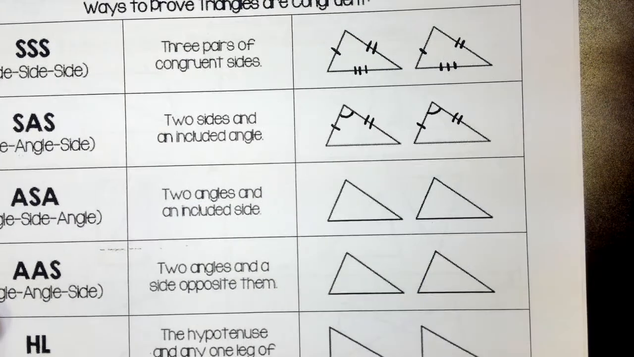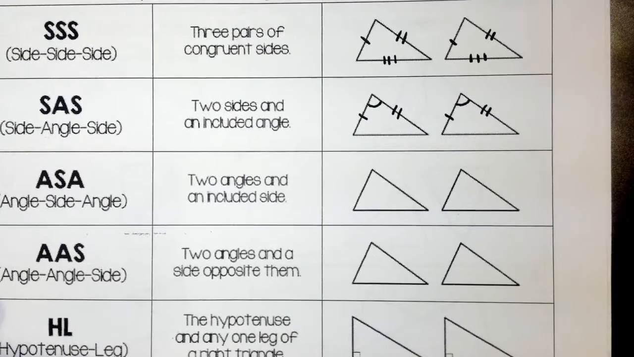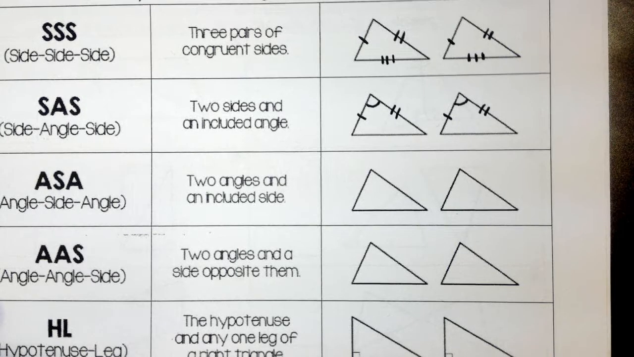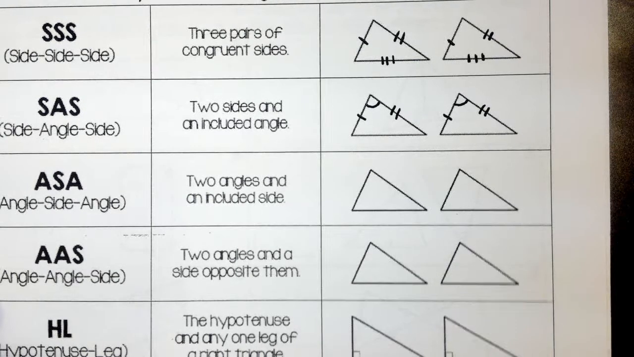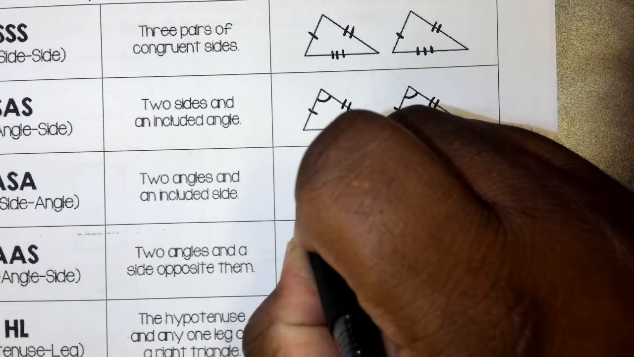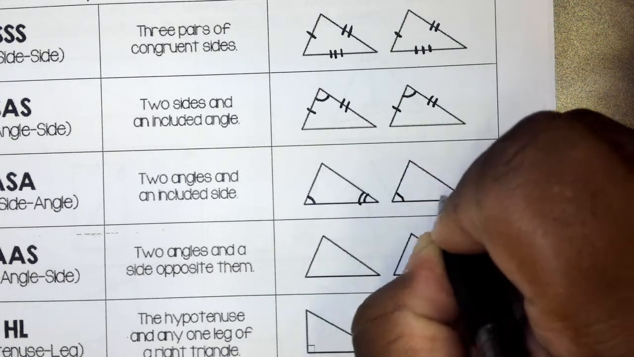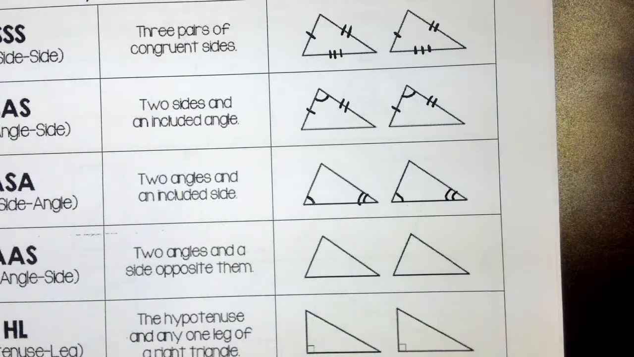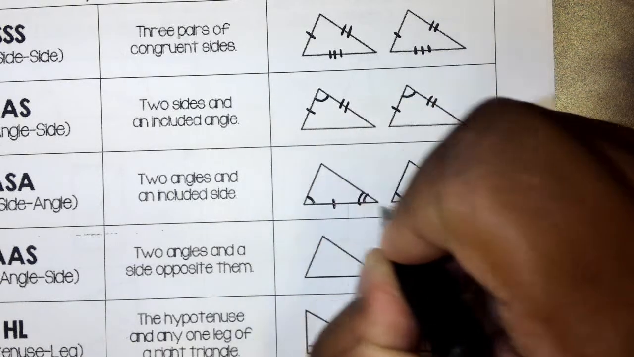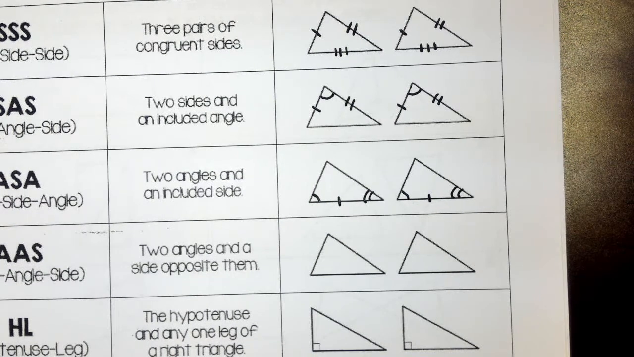The third way, ASA, angle side angle congruency. This is when you have 2 angles and an included side. So in this case, I can have 2 angles marked congruent to each other on each one here and here and here and here. And then the included side, the side in the middle of those 2 angles here and here. This would read as angle side angle congruency.